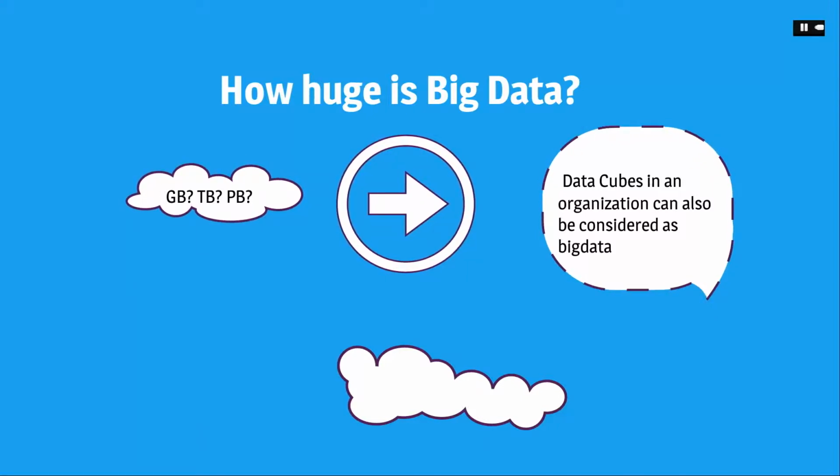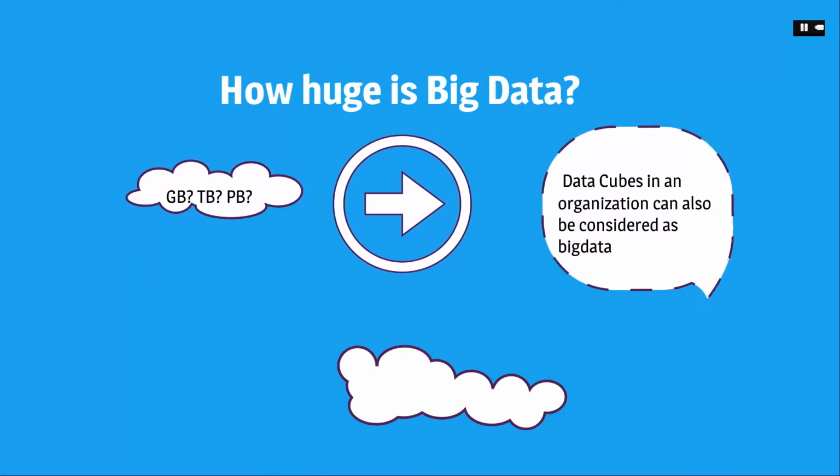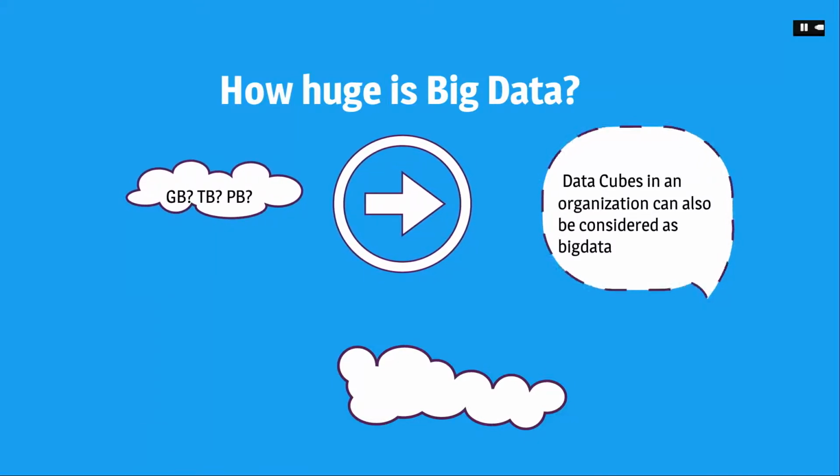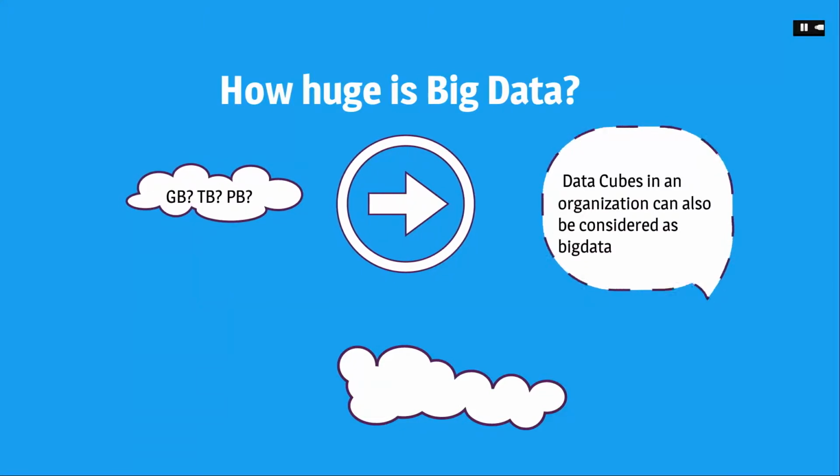Small amount of data in organizations such as data cubes can also be called big data. A data cube is data with multiple dimensions. Let's see an example to explain this.